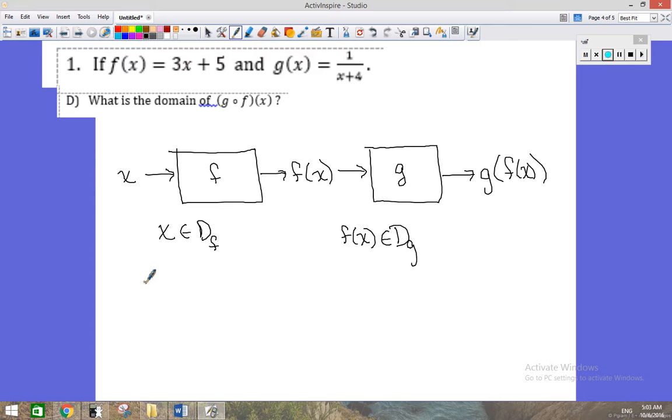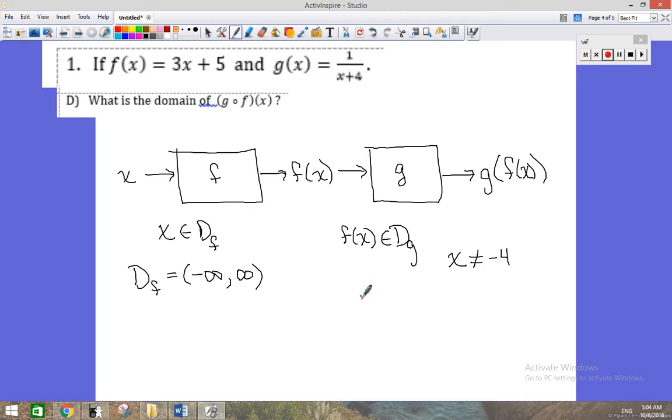The domain of f was all real numbers. There's no restrictions at all. We can put anything we'd like into f, and it will multiply it by 3 and then add 5, and it will produce a y value. Now, when that output of f goes into g, we have to look at the domain of g. We know that the domain of g is all real numbers excluding -4. But I'm not going to throw out -4 from the domain here, because when I plug in -4 into f, the output of f won't be -4. It'll be -12 plus 5, so it'll be -7.